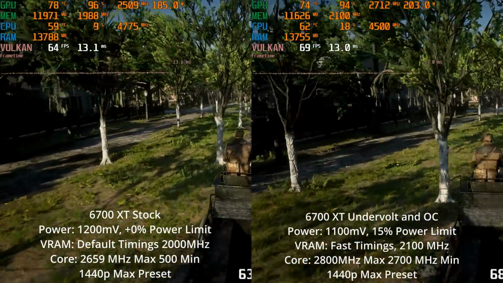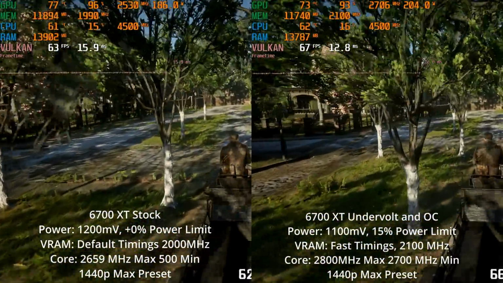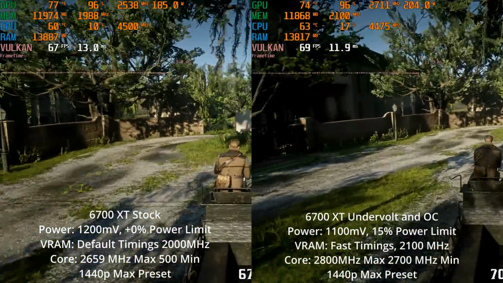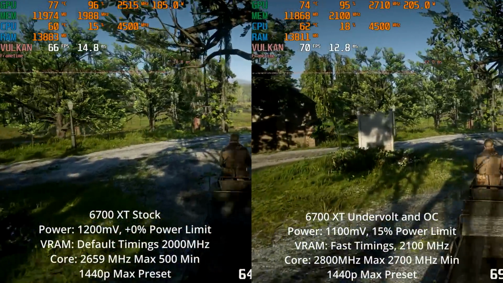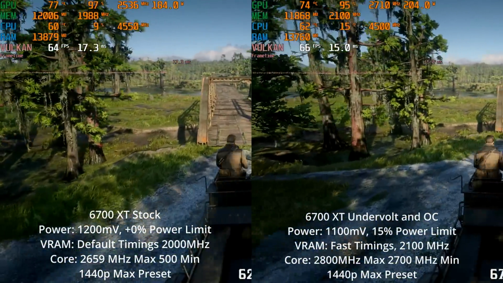Now, if you're just chasing the maximum performance, this is good. And with that undervolt, like I said, this is cooler than the stock settings. It's just not anywhere near as cool as we were with just the undervolt without the OC. Let's see the overall results here.